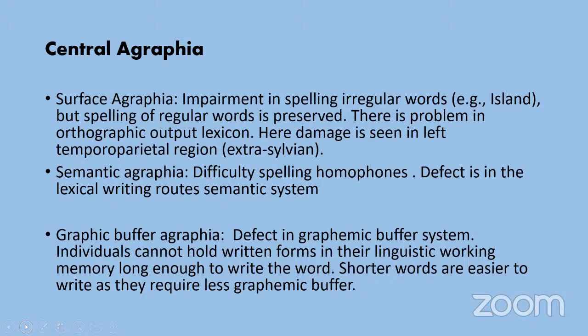Semantic agraphia has a difficulty spelling homophones, which we have already seen. The defect is in the lexical writing route and the semantic system. The last one is graphemic buffer agraphia. There's a defect in the graphemic buffer system. Individuals cannot hold written forms in their linguistic working memory long enough to write the word. Shorter words are easier to write, as they require less graphemic buffer. So this is central agraphia.